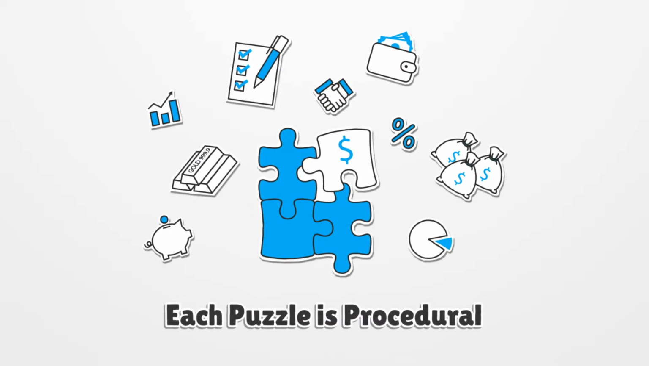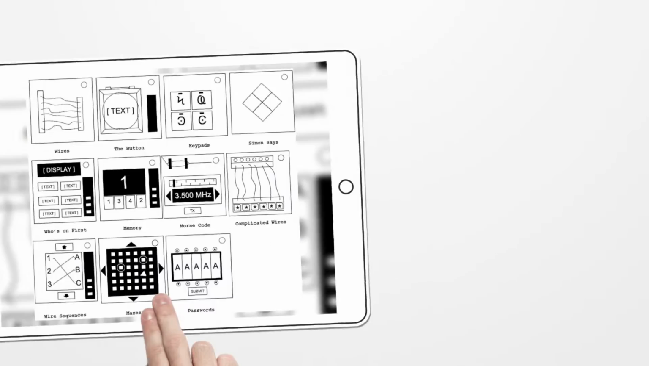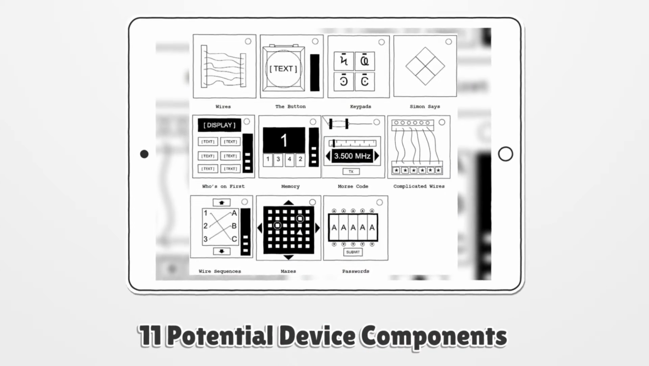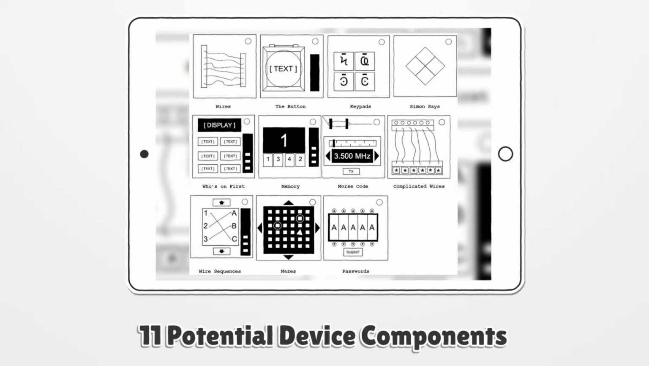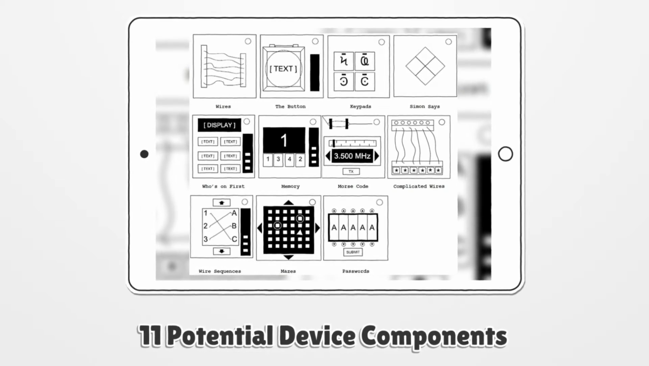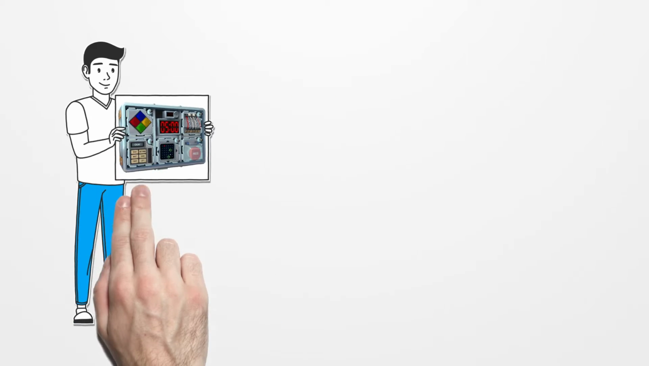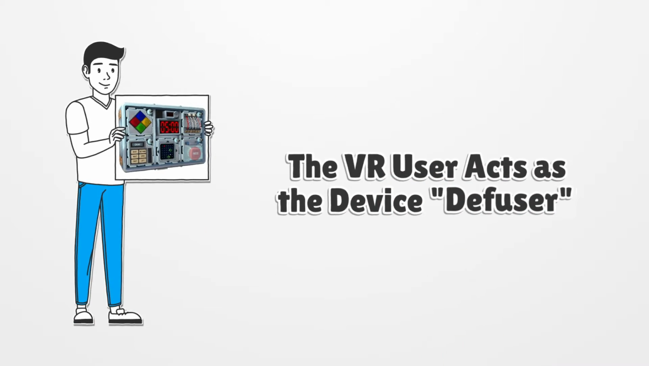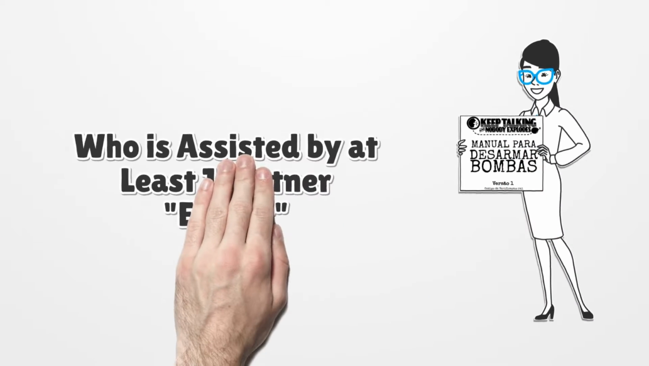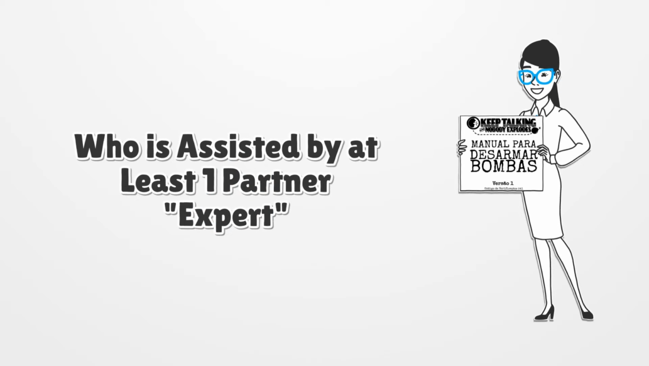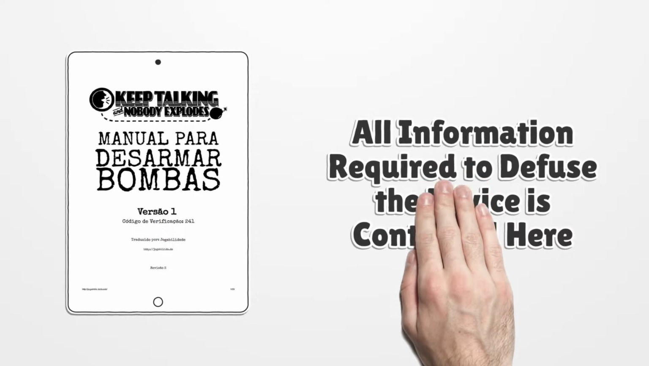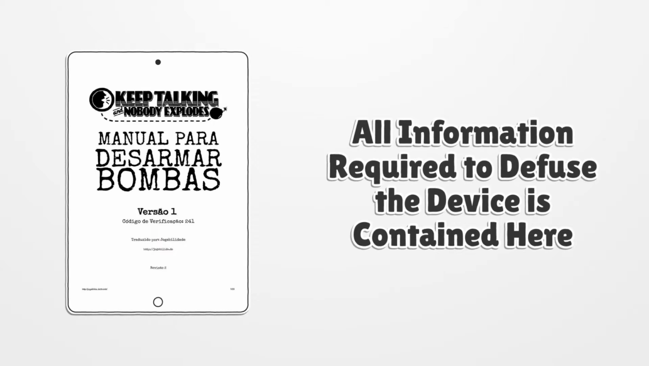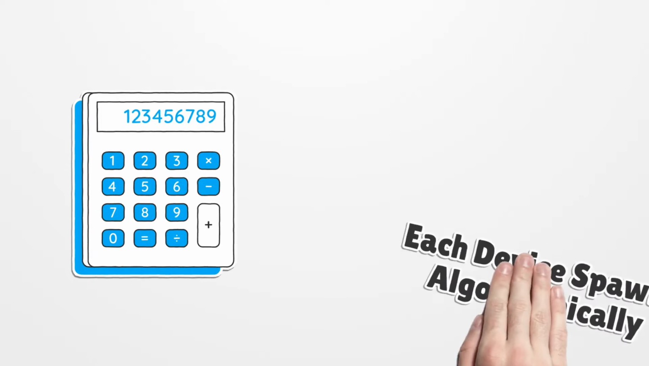Each puzzle is procedural in the sense that it spawns into the game using a combination of components, which are taken from a potential pool of 11, including keypads, Simon Says, Morse code, Y sequence, and password activities. Consequently, the player solving the puzzle is labelled the diffuser. Here, the diffuser is assisted by at least one partner expert, who communicates the information necessary to successful completion. This information is contained within a bomb defusal manual, a contextually immersive instruction booklet or guide. This is the essence of the information gap activity.